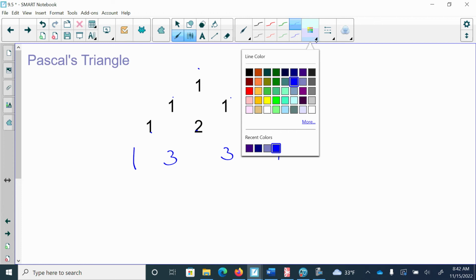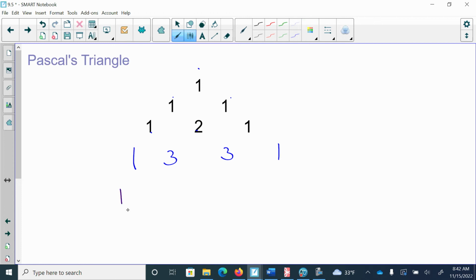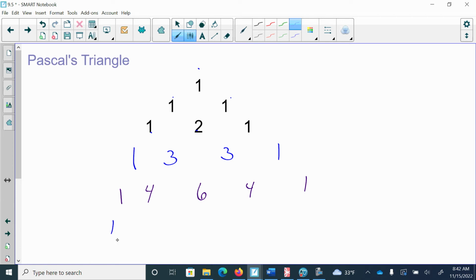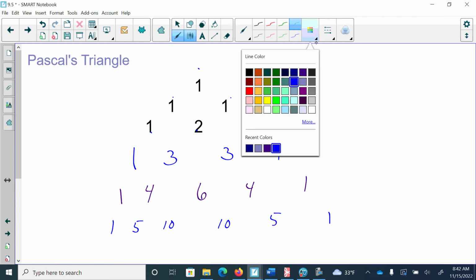next. So here I'm going to start with a 1, add 1 plus 3 and get 4. 3 plus 3 and get 6. 3 plus 1 and get 4, and then end with a 1. When I go to do the next line, I'm going to start with a 1. 1 plus 4 is 5. 4 plus 6 is 10. 10, 5, and 1. Let's do a couple more.